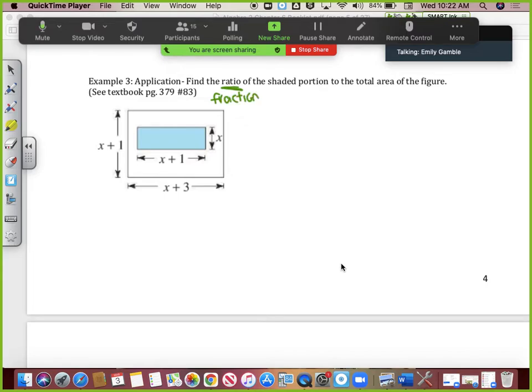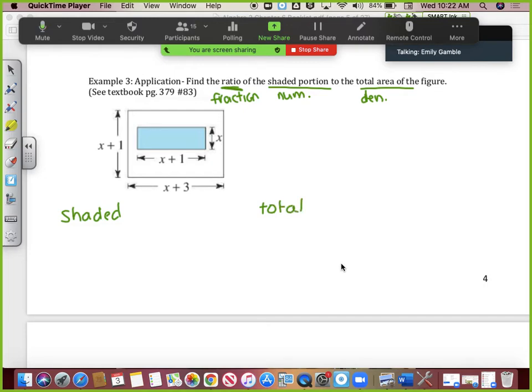As soon as you see ratio, the first thing that's said is going to be the numerator. So this is going to be the numerator, and the total area of the figure will be the denominator. Okay, so we need to find both of the areas separately. We need the shaded portion area, and we need the total area from this figure. So I'm just going to label this. This is going to be the shaded and then the total area.